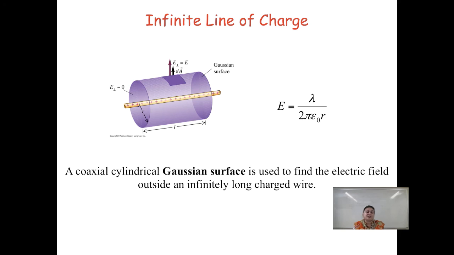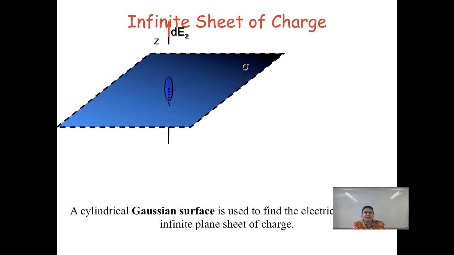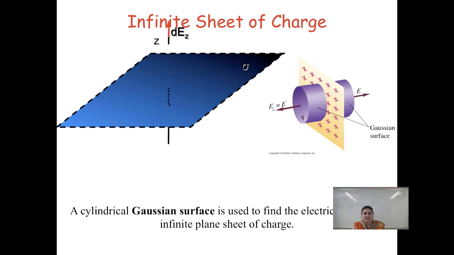So a coaxial cylindrical Gaussian surface is used if you have an infinite line of charge like the one shown here, and the E field, once you do the integration and calculation, comes out to be lambda over 2 pi epsilon naught r, where you need to know that lambda is the line charge distribution. For an infinite sheet of charge, the Gaussian surface will look that way, and you can find the E field accordingly. That E field is going to be sigma over 2 epsilon naught, where sigma is the surface charge density.